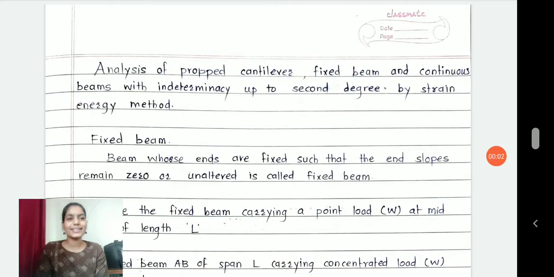Hello students, in today's session we will discuss how to analyze propped cantilever beam, then continuous beam and fixed beam. Now analyzing means what? Finding the indeterminate unknowns, or finding the unknowns from the indeterminate structures. So which are those unknowns? Here we are choosing the unknowns in terms of slope and deflection. So we will get into it.